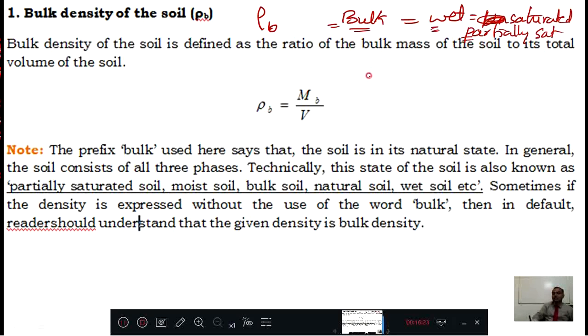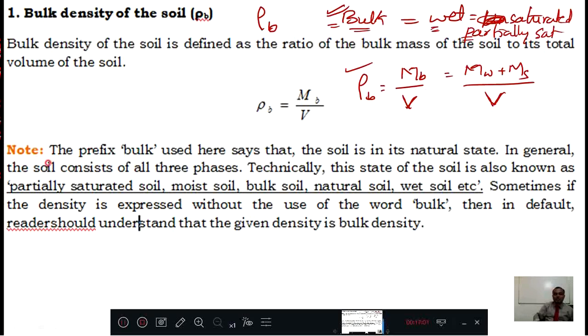Here density means, as you already know, mass by volume. Then what is the meaning of bulk density? For bulk density you should take the bulk mass. Bulk mass together means the mass of water and the mass of solids, and the volume this mass occupies is the V you substitute here. This is your bulk density. Again the unit and everything will be the same, but the meaning of bulk density is that you are using the entire mass of the soil.